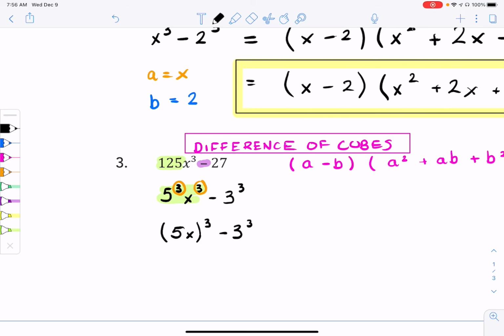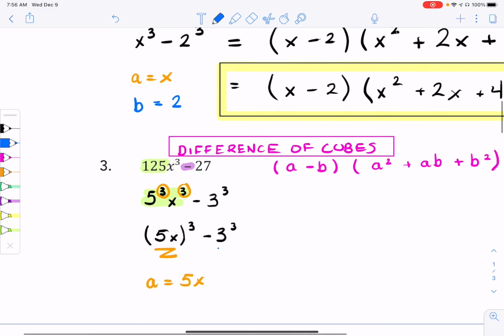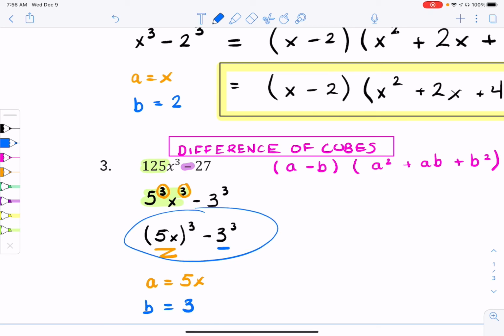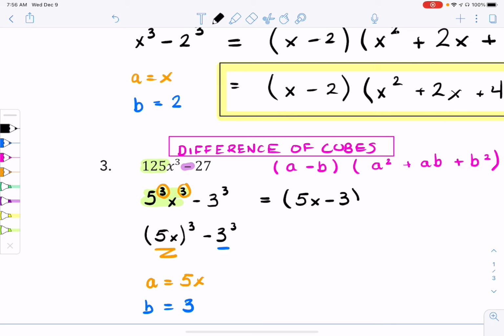This step is important because this clearly identifies that your a value is 5x. Your b value is 3. Without doing this step here, you would miss your a value, and you need to make sure you include the whole thing. So if we factor this problem, our first part is a minus b, or 5x minus 3.